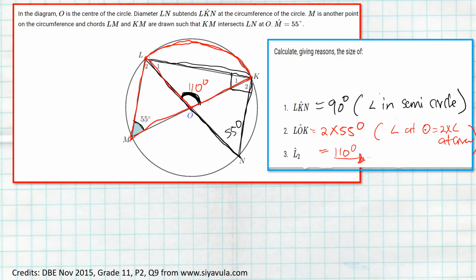Okay, let's now look at number 3, the last one. They want you to calculate angle L2. How can we calculate angle L2 now? We know that here we have an exterior angle, right? Look at this triangle here.